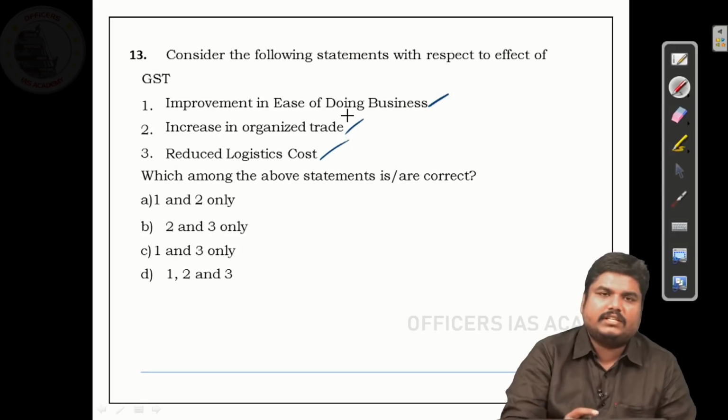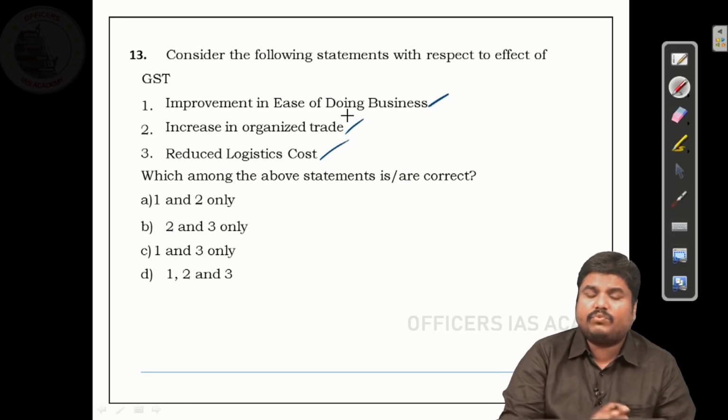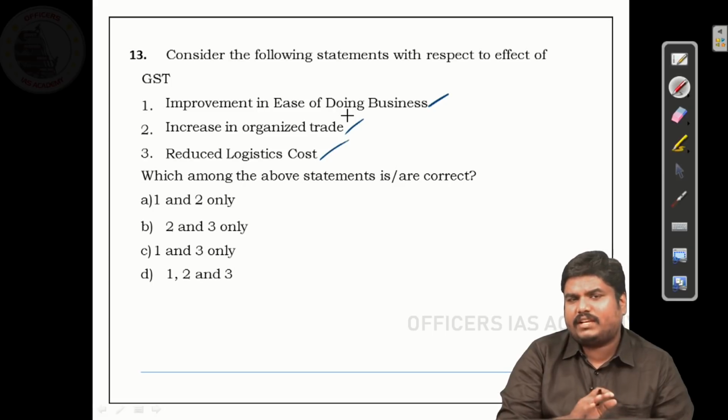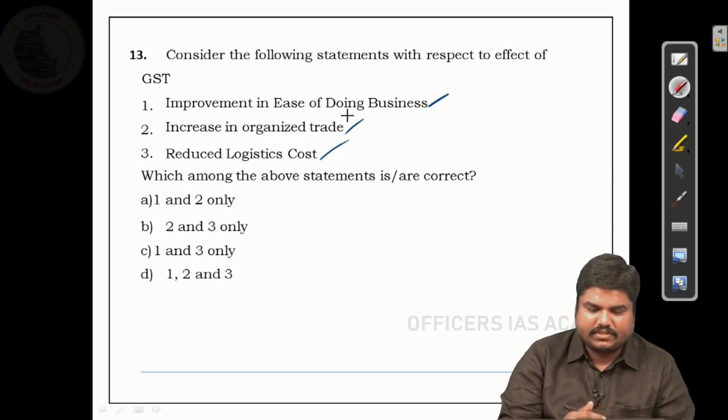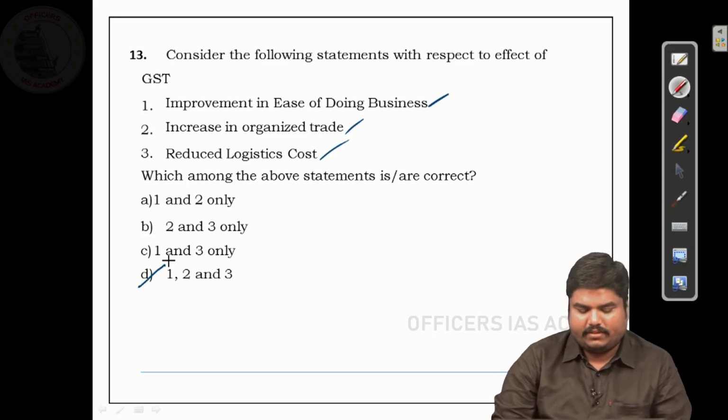Reduce logistical cost. This GST is subsuming the octroi and entry tax, which was creating a large amount of traffic at the state borders because they were taxing the movement of goods. Now, there is no such taxation. So, that is going to reduce logistic cost. So, all these statements are correct. So, the answer is going to be D, 1, 2 and 3.